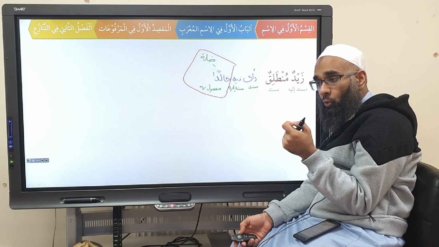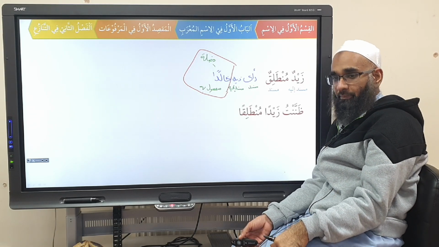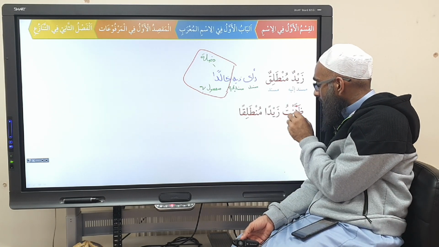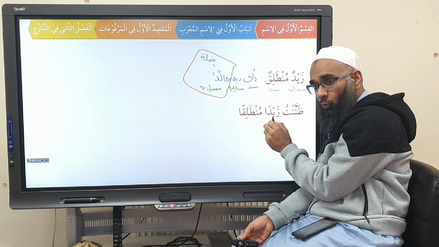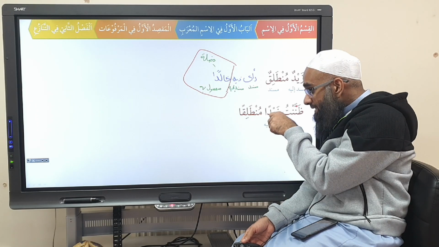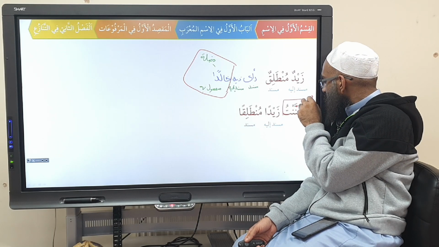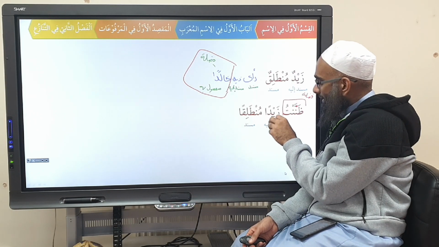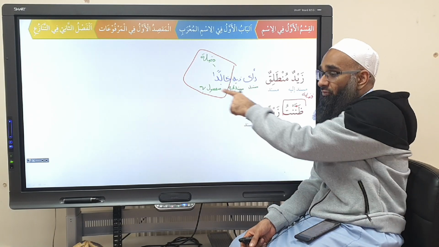But in af'alul qulub, the maf'uls are not fadla. When I say zanantu Zaydan muntaliqan, I think Zayd is standing. So zanantu is fa'il. Zaydan is maf'ul awwal and muntaliqan is maf'ul bihi thani. But in here, this still remains the musnad ilayh, and this is the musnad, and this is the fadla. Correct? So this maf'ul bihi and this maf'ul bihi thani is different to this maf'ul bihi. Why? Because these are fadla, these are umda.